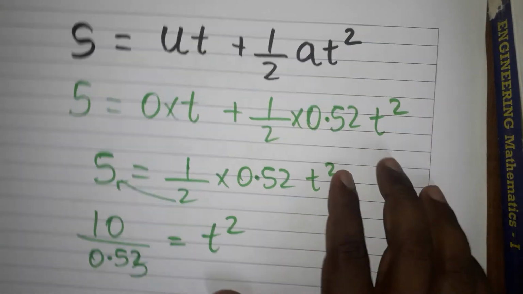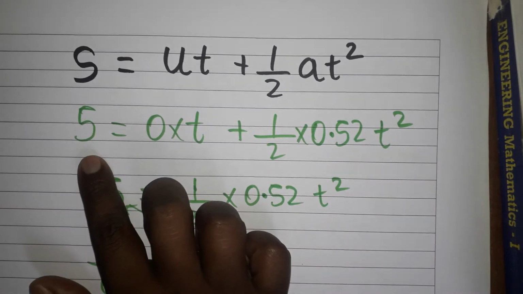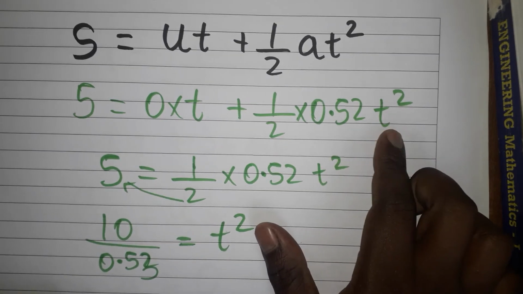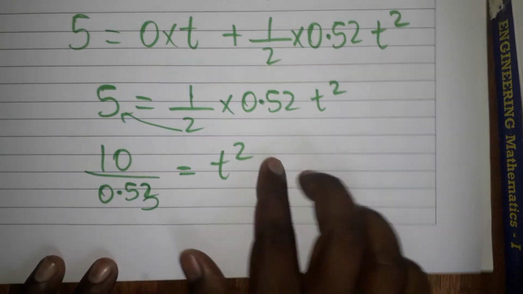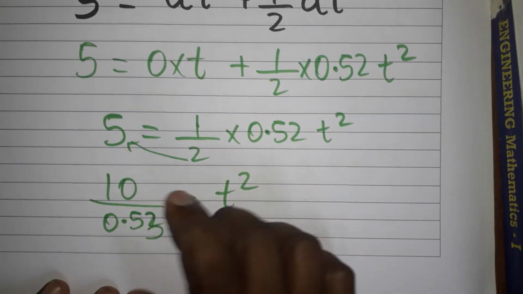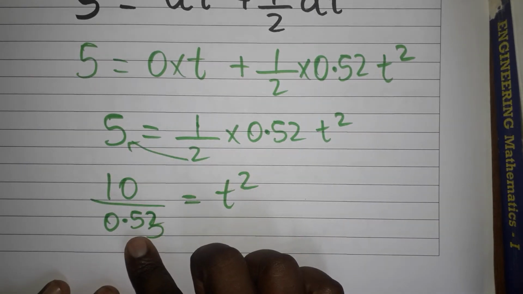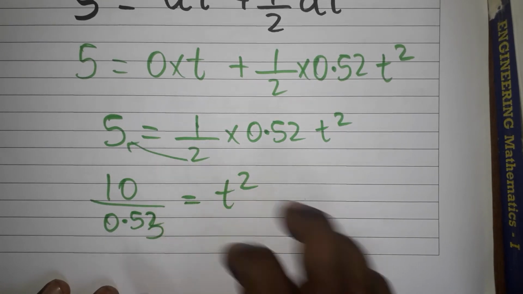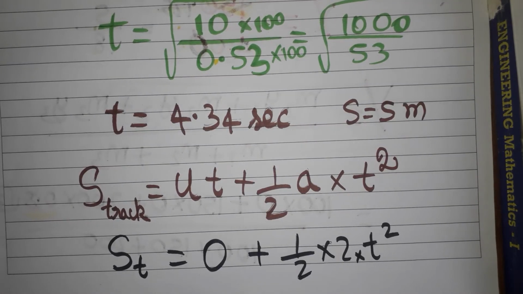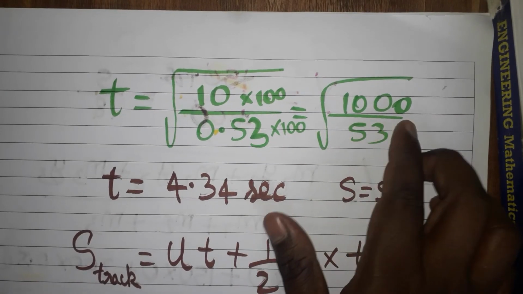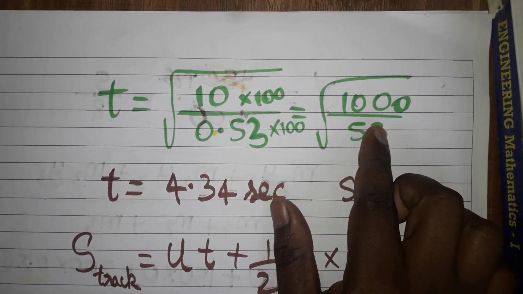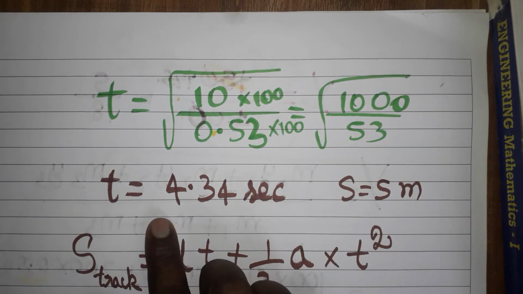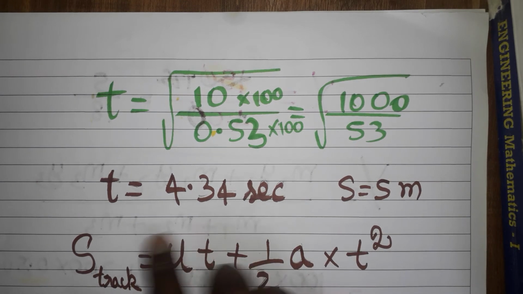S is equal to ut plus half at square. Initial velocity of the block is 0, displacement of the block is 5 meter, acceleration of the block is 0.52. We are finding t square, so the time period. In the calculation we are doing 10 divided by 0.5. If you want to make it a round number, multiply numerator and denominator by 100. If you cancel, approximately you will get around 18 something. The root of 16 will be 4, so we will have a value of 4 point something.